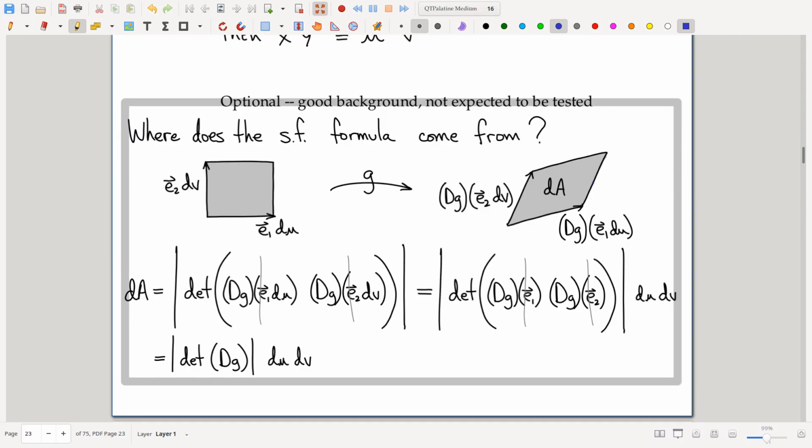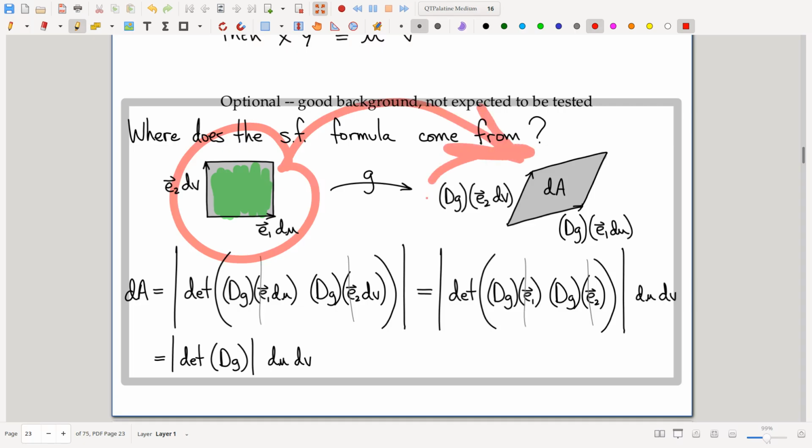If you have questions, come to office hours. Happy to help. But the broad strokes, right? We've got this little piece of area in the UV plane. We know that it's going to get stretched out by some sort of a factor to give us a piece of area in the XY plane. And let's see if we can write down what these areas are.